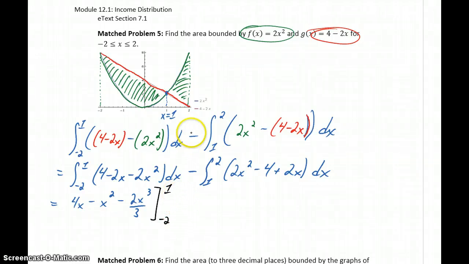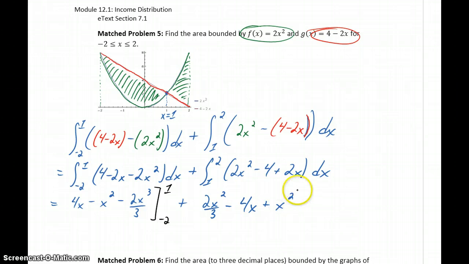And then, I'm sorry, I was subtracting these. These should both be added together because we want to add this area to this area. So I apologize there. So we want to add then the integral from 1 to 2. We actually want to integrate this. So plus 2x cubed over 3 minus 4x plus x squared, which will evaluate from x equals 1 to x equals 2.